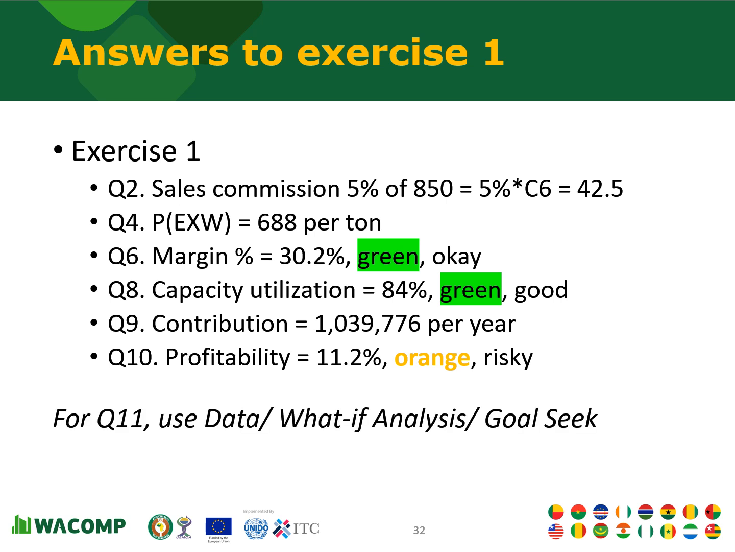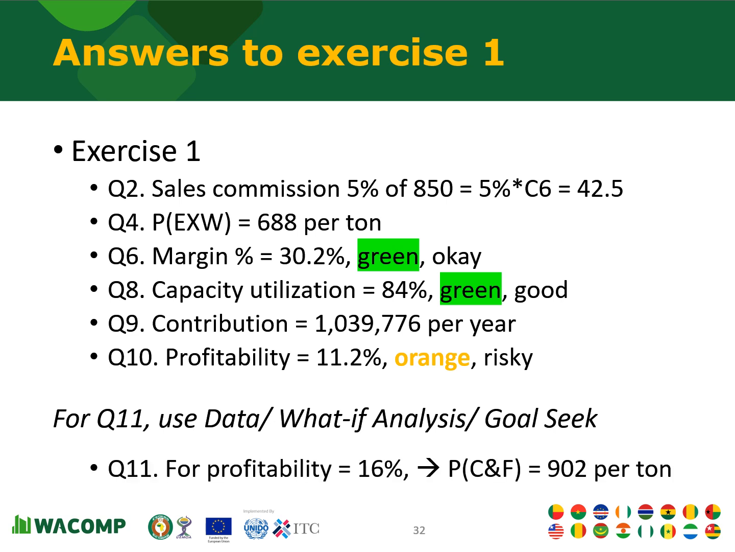To answer this, question 11, go to the menu bar of Excel, click Data, What If Analysis, Goal Seek, and follow the 3-step dialog box. If you do that, you find the answer for Q11. You can attain 16% profitability if the price CNF Rotterdam equals 902 euro per ton.